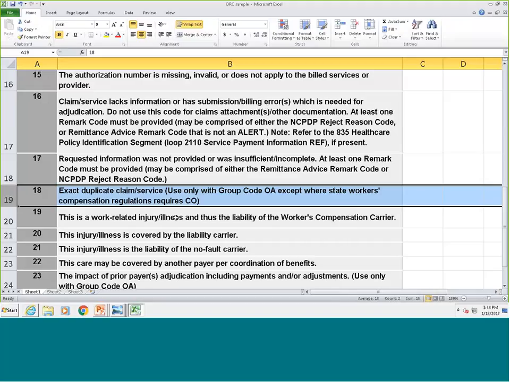Why is the denial code that we're explaining right now so important?